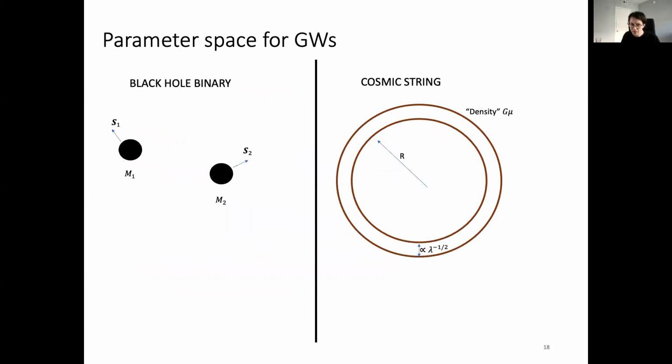Just to give a bit of an overview of the parameter space. For binary black holes, of course, you need at least 8 parameters. However, for our circular rings, we only need 3 parameters. And in the case where you do form black holes, we found that some of these parameters are less relevant for the resulting gravitational waves. For example, the lambda parameter that determines the thickness of the cosmic string does not have any effect on the gravitational waves.